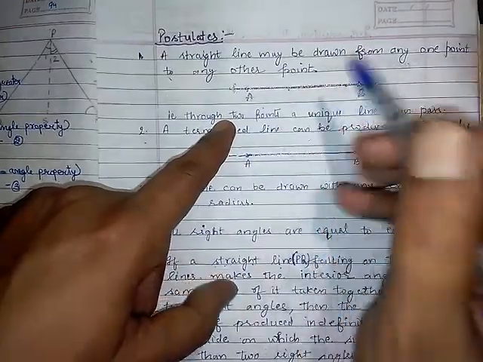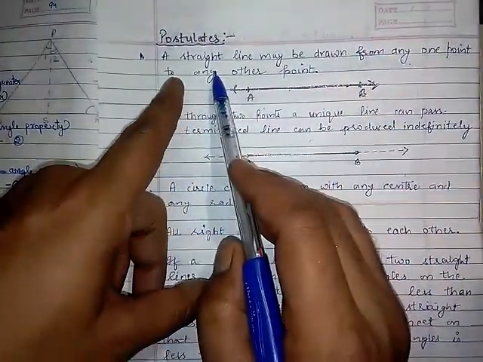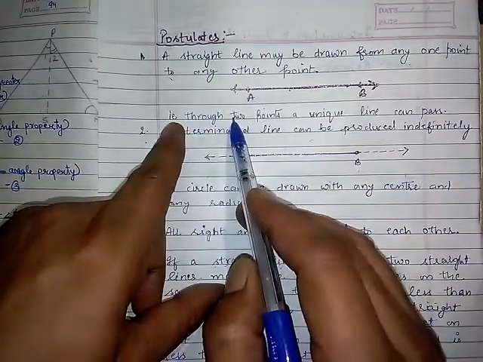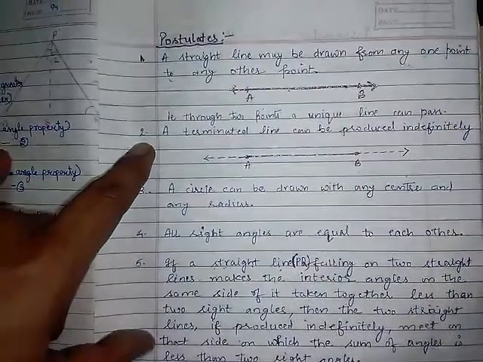Through two given points only a unique line can pass. So the main postulate is this one, and this is the meaning of this postulate. Okay, so learn this one. Then come to the second postulate.